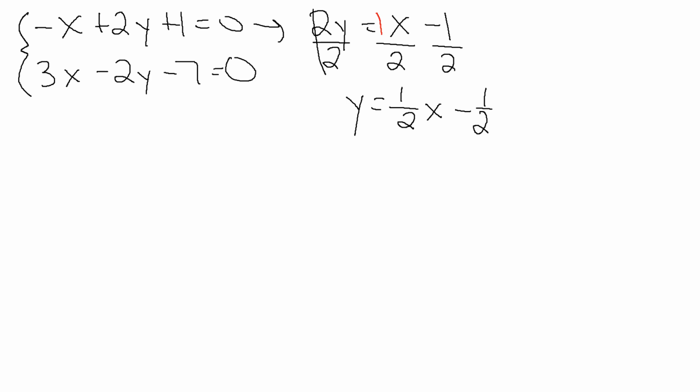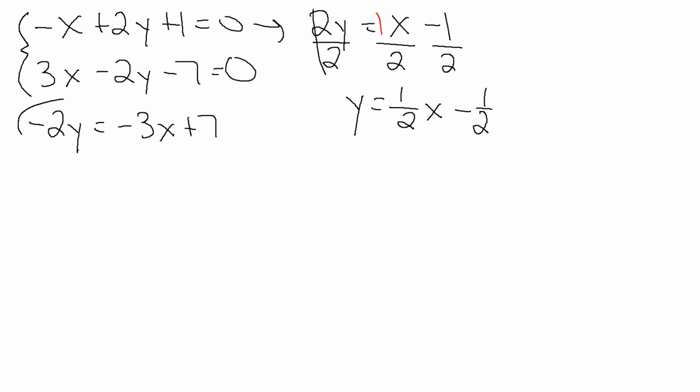Then I'm going to work this second equation underneath it. Same thing. My goal is to get y by itself. I'm not going to move the negative 2y yet, but I'm going to move the plus 3x over. It's going to become minus. I'm going to move my minus 7 over. It's going to become plus.